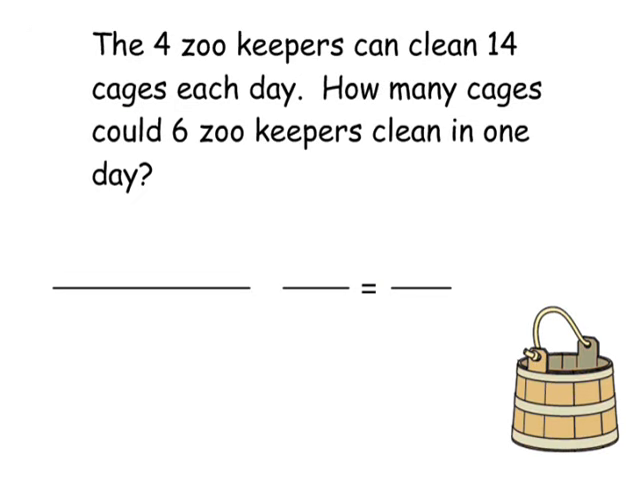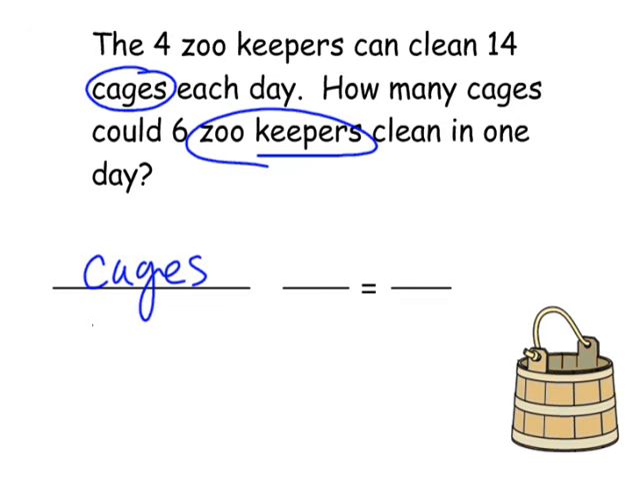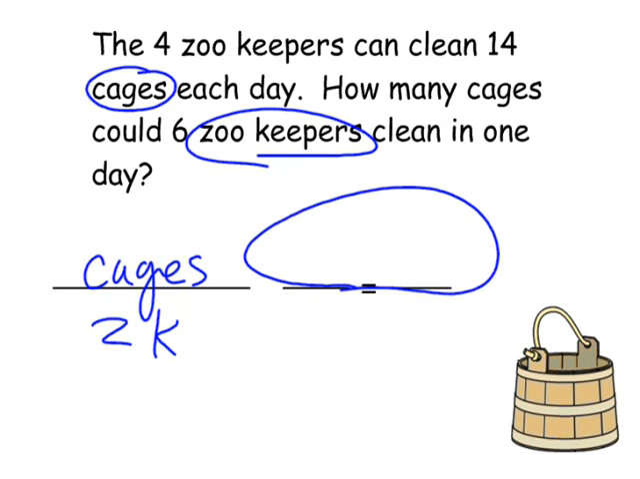The 4 zookeepers can clean 14 cages each day. How many cages could 6 zookeepers clean in one day? So we're comparing 2 things, cages and zookeepers. And I could put cages on top or zookeepers on top. It doesn't really matter. So I'm going to put cages on top and zookeepers on the bottom. So this means that any numbers that pertain to cages have to go here, and any numbers pertaining to zookeepers have to go down here.